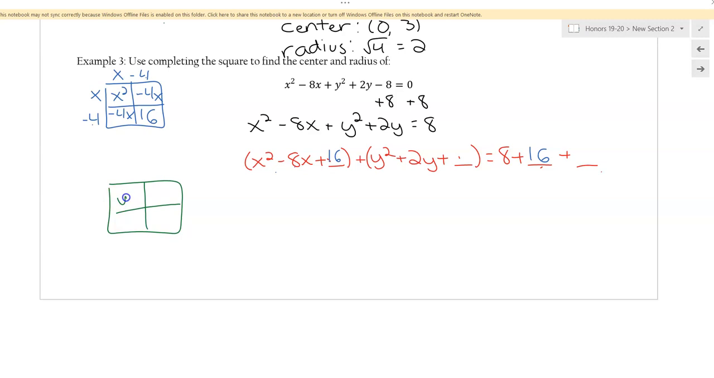Same thing with my y's. I have y squared, which is y times y. Positive 2y split into 2 is 1 and positive 1, right? Positive 1 and positive 1. So that means there's a positive 1 here, a positive 1 here. 1 times 1 is 1.